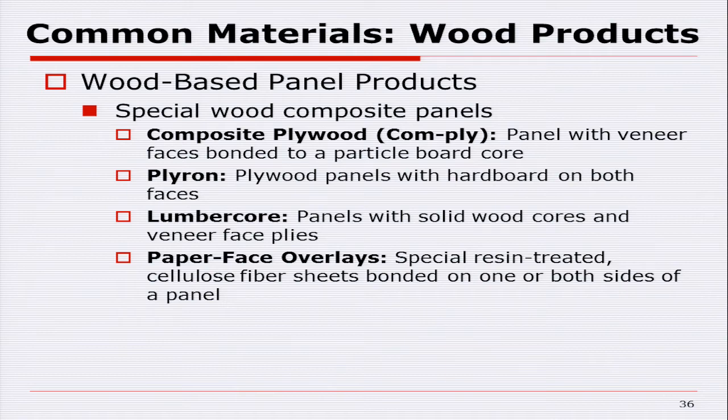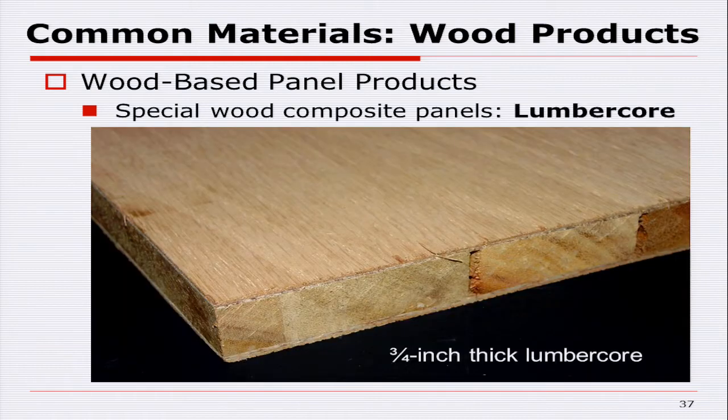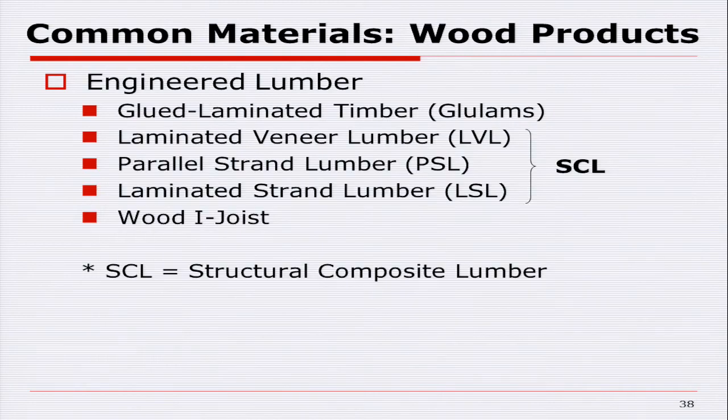We've got other special panel products. I won't talk about them specifically here, but they're on this slide. This is one of them, lumber core, which is just putting solid lumber in between a couple pieces of veneer. It's really a nice product to use for cabinetry, in my opinion. And now we've got the third thing we want to talk about, and that's engineered lumber.